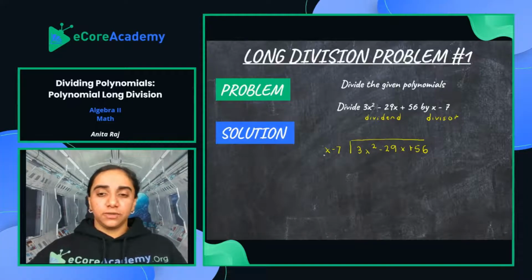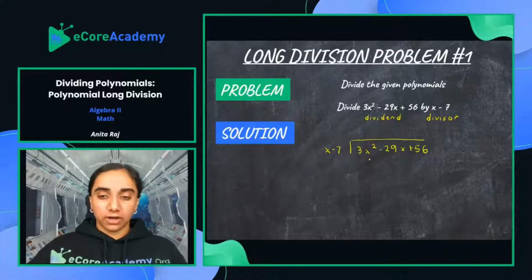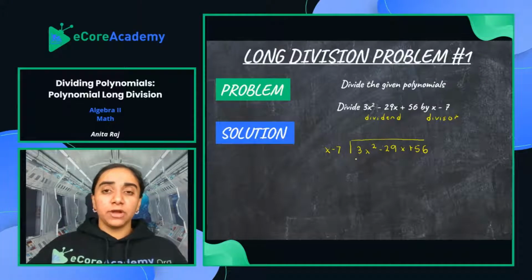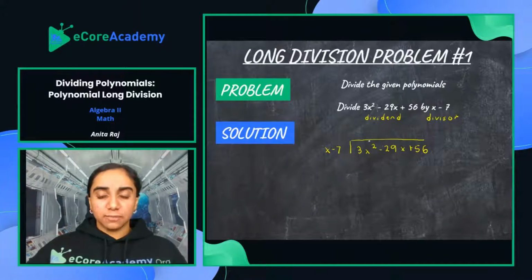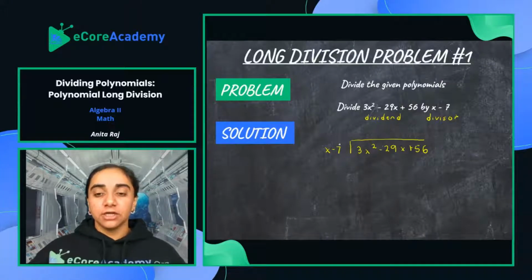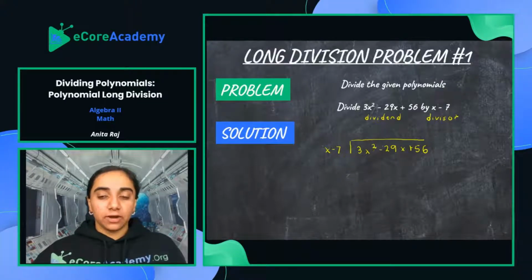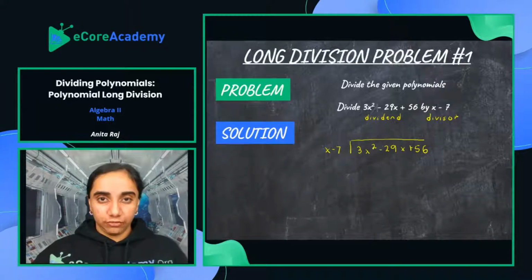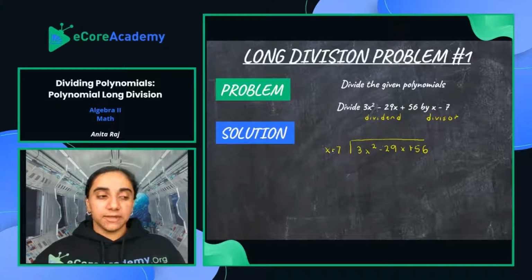The first thing we're going to do is look at the first term of our divisor, which is x, and the first term of our dividend, which is 3x squared. What we want to focus on is the x squared. We are pretty much trying to see what do we have to multiply x by so that it can get as close as possible to 3x squared. In this case, we have to multiply it times a 3 if we want to get to 3x squared, and we have to multiply it times another x to get the x squared. So technically, x times 3x is going to give you 3x squared. So 3x is what we have to multiply x by.